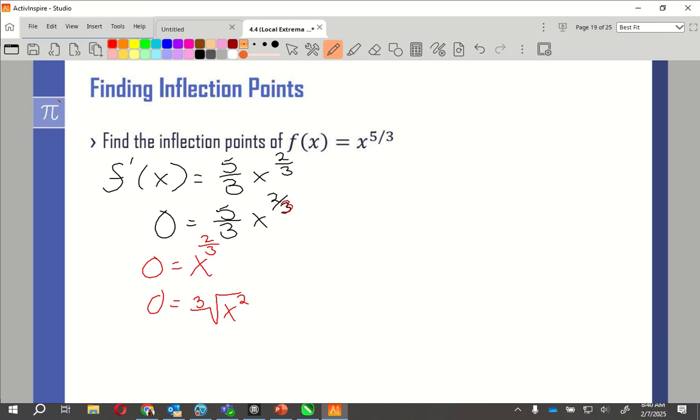How do I undo that power? How do I undo a square? Oh, square root both sides, right? And how do I undo a root? I take it to that power, right? So I would raise this over here to the, backwards. So 0 to 3 halves is still 0 equals x. So I only have one critical point here.